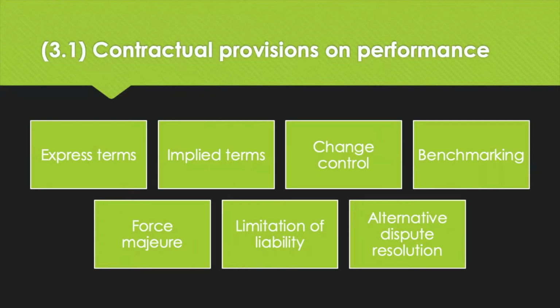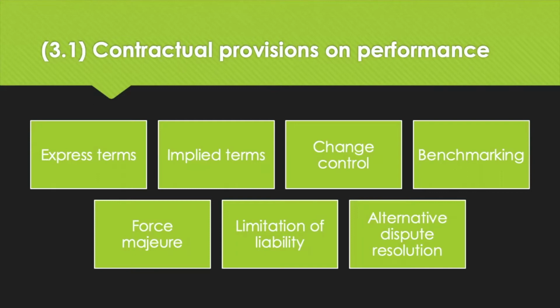Change control covers areas like variations on prices, and that's often included in long-term contracts like construction or engineering. Benchmarking is used to check the market price of raw materials along with other elements to ensure the supplier is meeting market expectations over the period of time. And you'd often see this included in long-term contracts like PFIs.